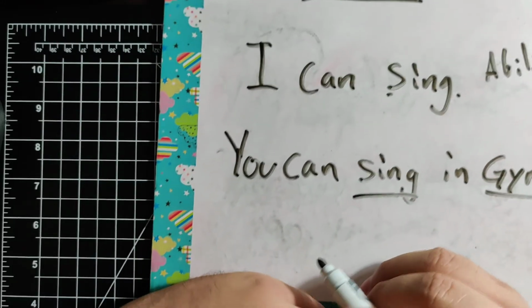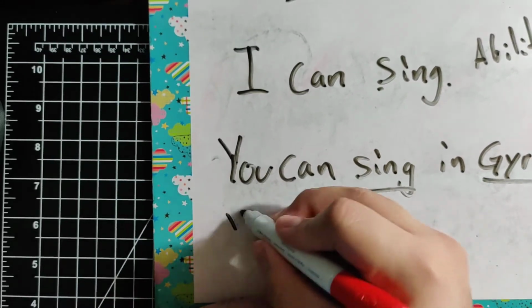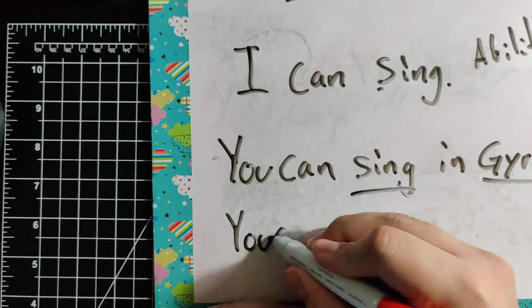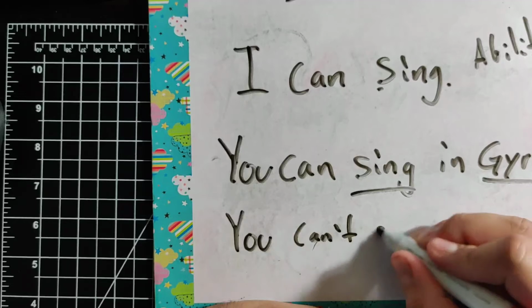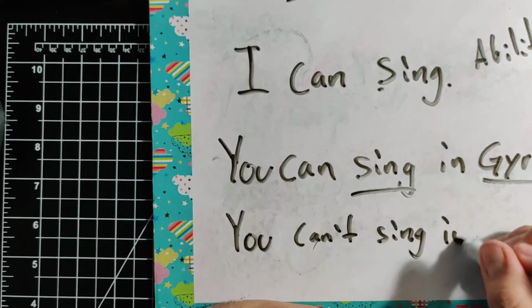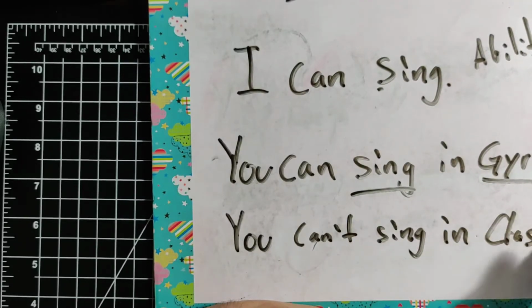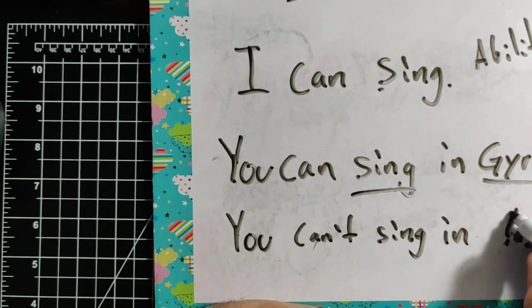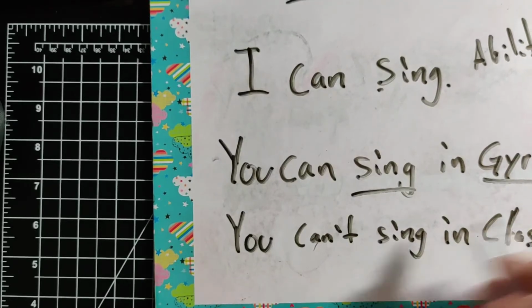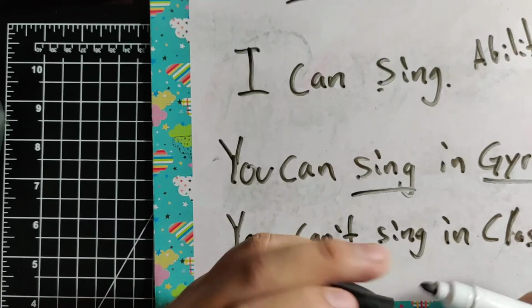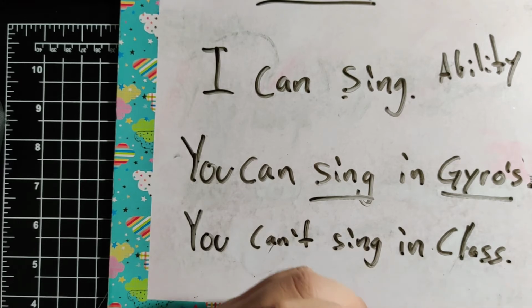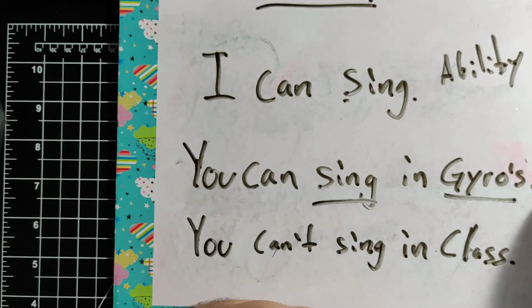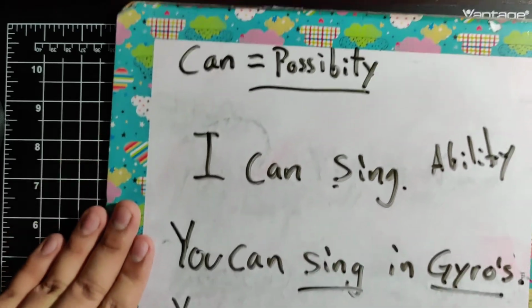You see? For example, you can't sing in class. You can't sing in class. You see? Why? Well, it's against the rules. Está en contra de las reglas. So there you go. That is can, there is, and there are.